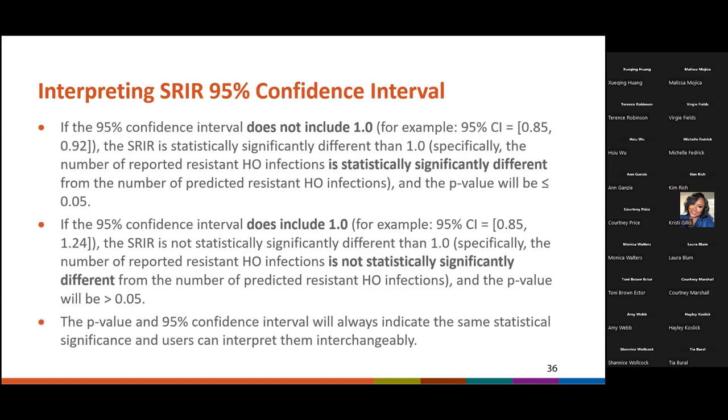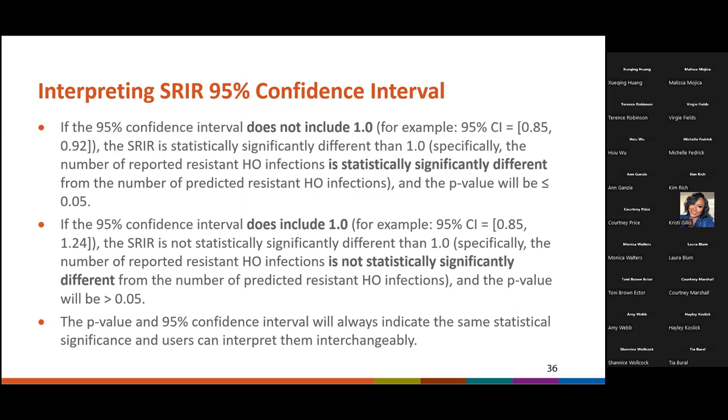And then for the 95% confidence interval, if the confidence interval does not include 1, for example, if it's 0.85 to 0.92, the SRR is statistically significantly different than 1. Specifically, the number of reported resistant hospital onset infections is statistically significantly different from the number of predicted resistant hospital onset infections. And in turn, the p-value will be less than or equal to 0.05.